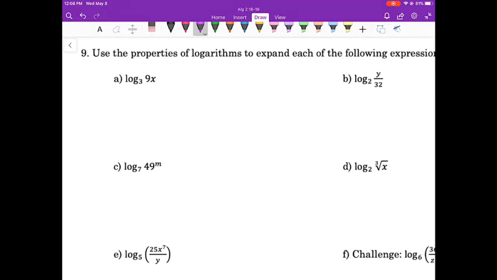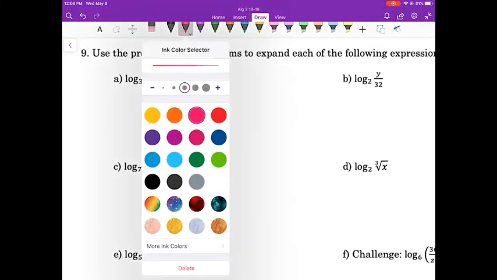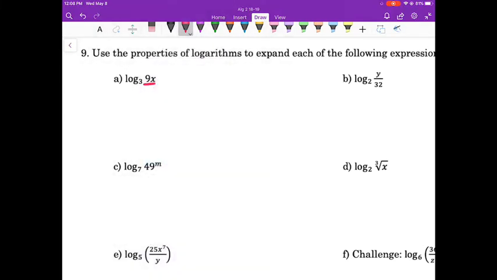So number 9, use the properties of logs to expand each of the following. So we have the log of 2 things being multiplied together. That tells us we want to use our product property. Well, our product property says that the log of a product is the log of one plus the log of the other. Now from here, we've got the log base 3 of 9.